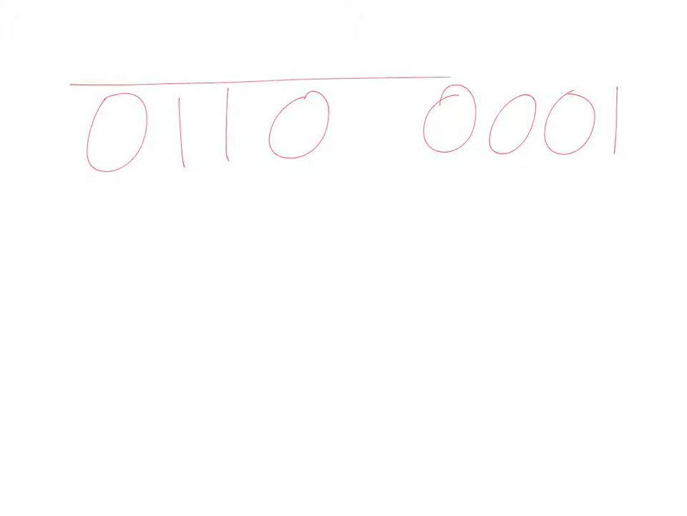Now we can start positive numbers. This would be a positive number using signed bit notation. So 1, 2, 4, 8, 16, 32, and 64. So this would give us positive 97.